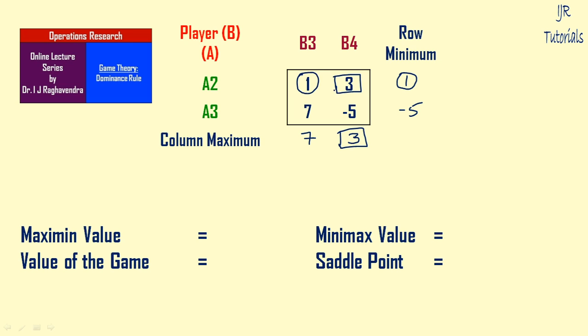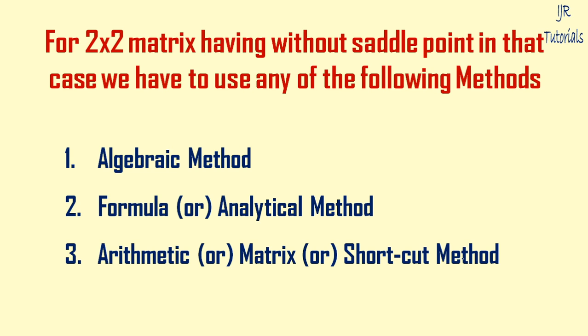Let us mark 1 and 3 in the matrix. So here maximin is not equal to minimax. That means it is a game without a saddle point, so we can find the value of the game by applying some method. For a 2 by 2 matrix without a saddle point, we have to use either the algebraic formula or the arithmetic method. Now we can apply the arithmetic method to this problem.